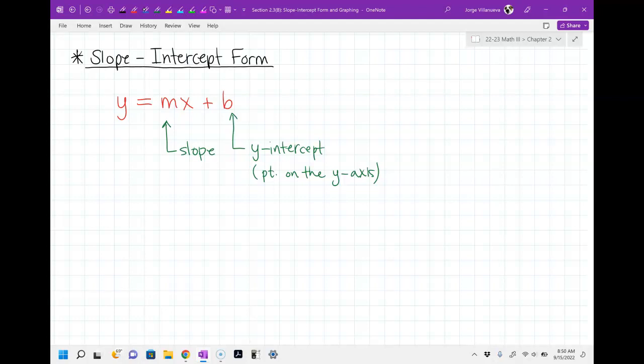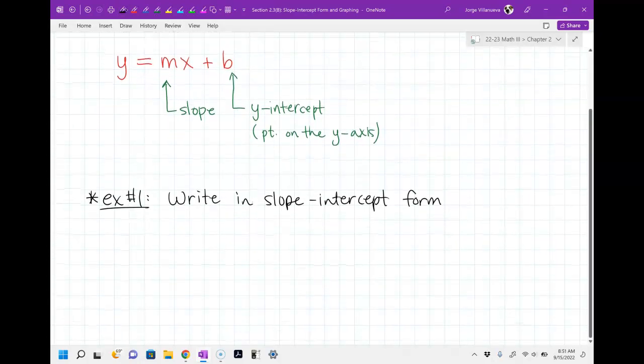All right? So here's one example. So we're just going to write in slope-intercept form. Sorry, example number 1. Write in slope-intercept form. Remember, y equals mx plus b, okay?